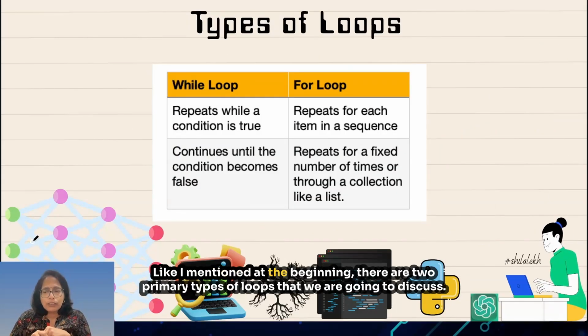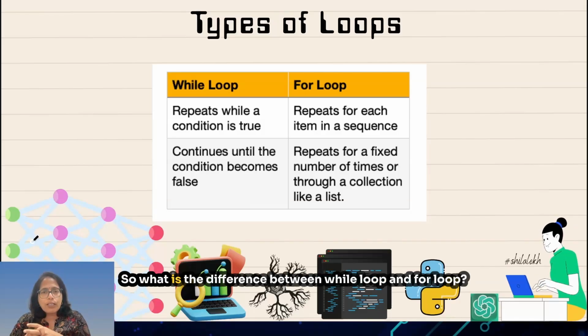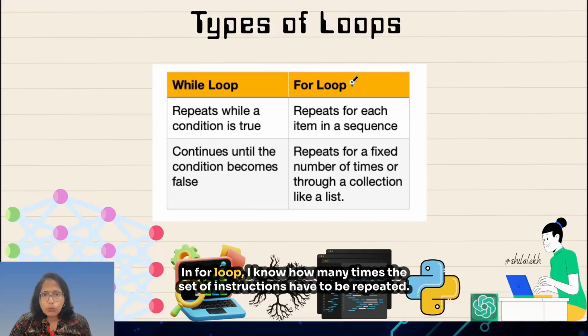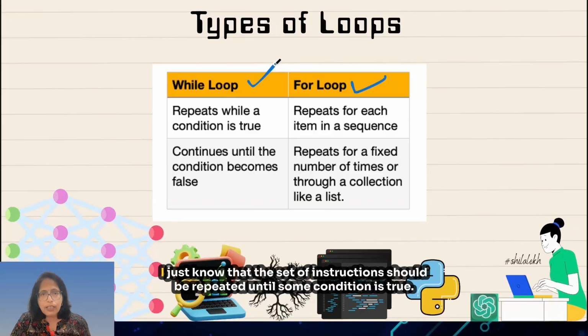Like I mentioned at the beginning, there are two primary types of loops that we are going to discuss, while loop and for loop. So what is the difference between while loop and for loop? In for loop, I know how many times the set of instructions have to be repeated. Whereas for while loop, I do not know the number of times it will be repeated. I just know that the set of instructions should be repeated till some condition is true.